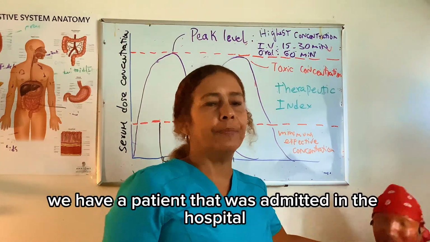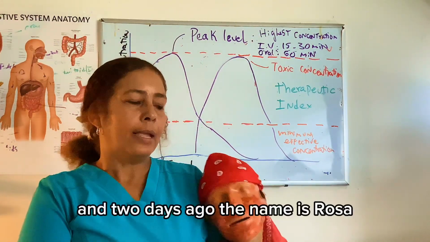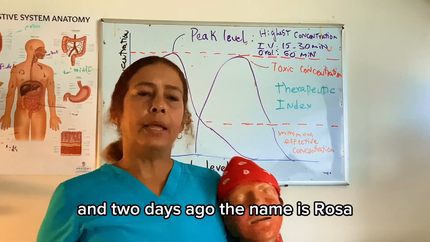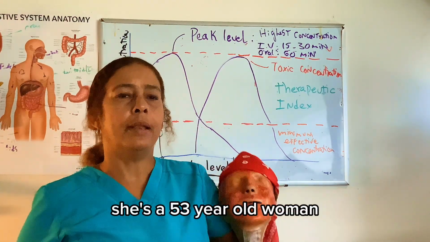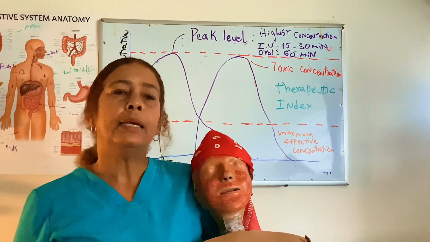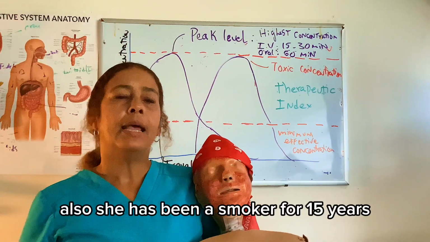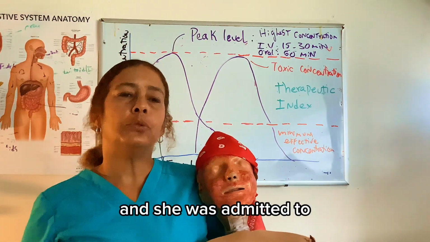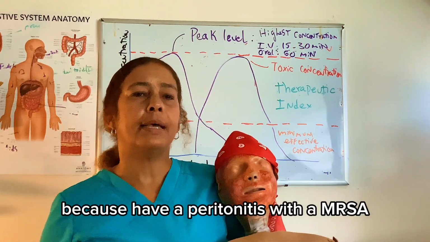We have a patient who was admitted to the hospital 2 days ago. Her name is Rosa. She is a 53-year-old woman. She has a history of type 1 diabetes. Also, she has been a smoker for 15 years. And she was admitted because she has peritonitis with MRSA.